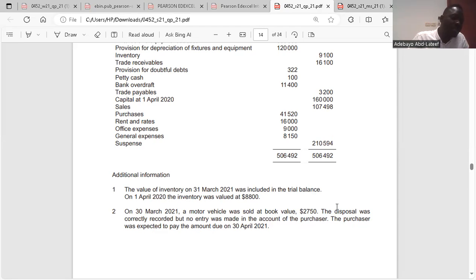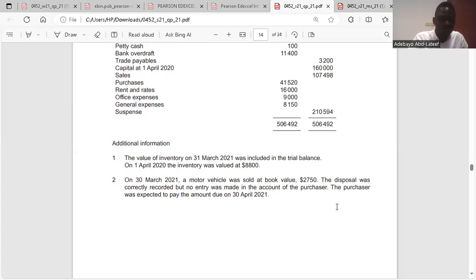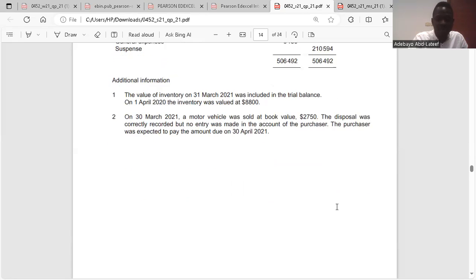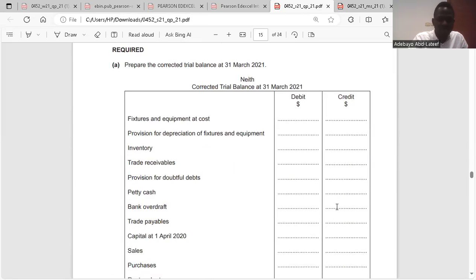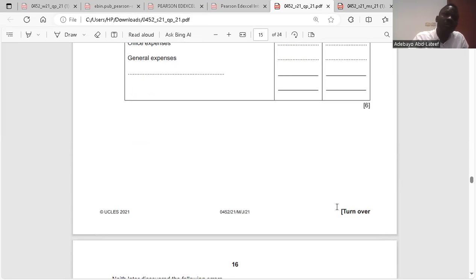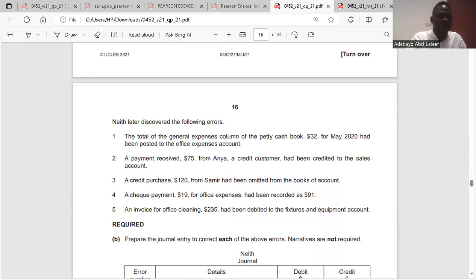So when you add it together, you have 402,420. And on the credit side, calculate it, you have 120,000 plus 322, plus 3,122, plus 11,400, plus 3,200, plus 160,000, plus 107,498. That gives 402,420. So the trial balance balances. So we'll go to question B.